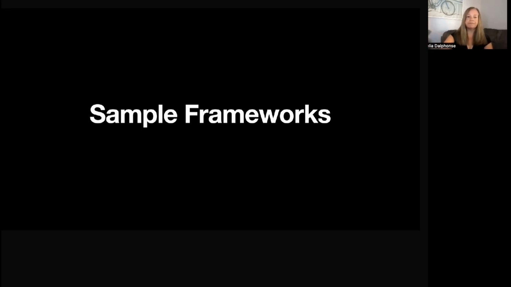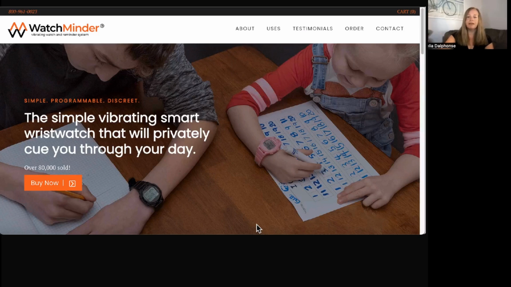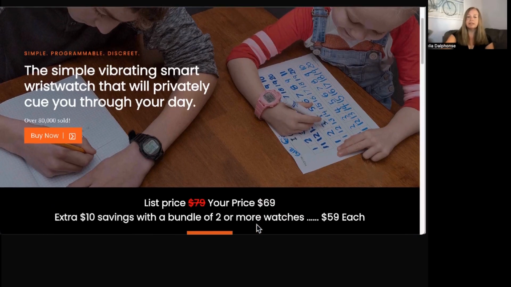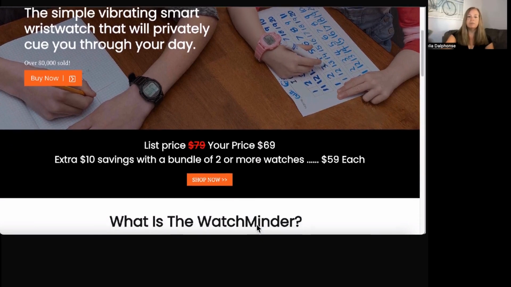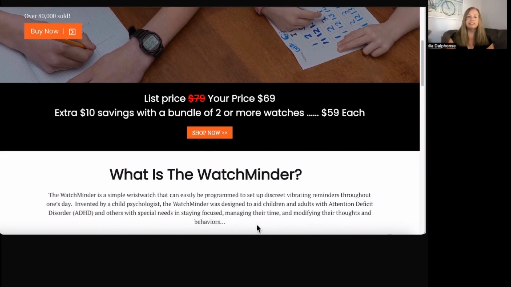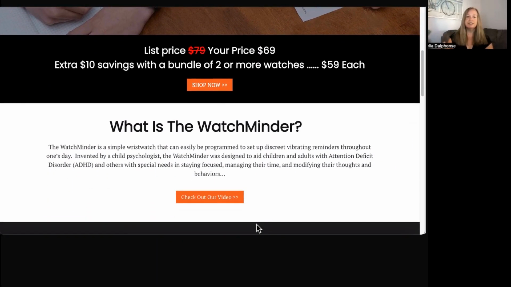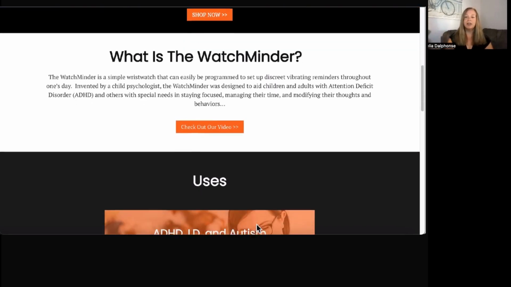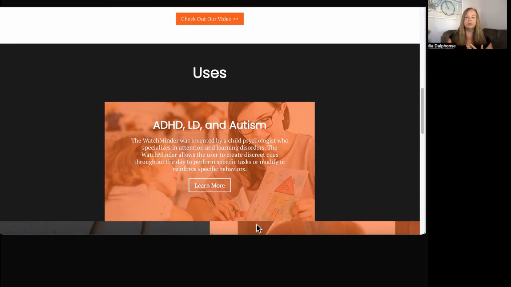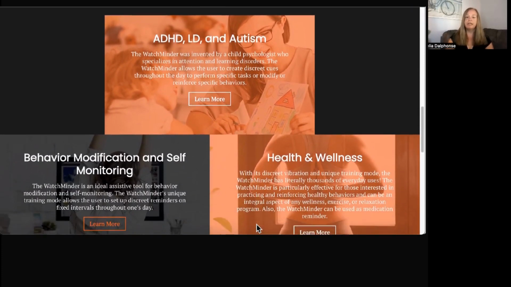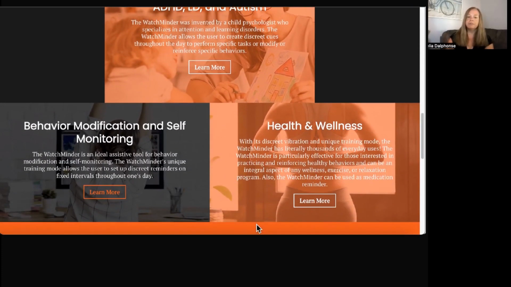more effective. The first one I found is this website called Watchminder, and it's a vibrating smartwatch. It simply cues you throughout the day. The list price is $69. If you get two or more, they're only $59. You can use them for a variety of different purposes.